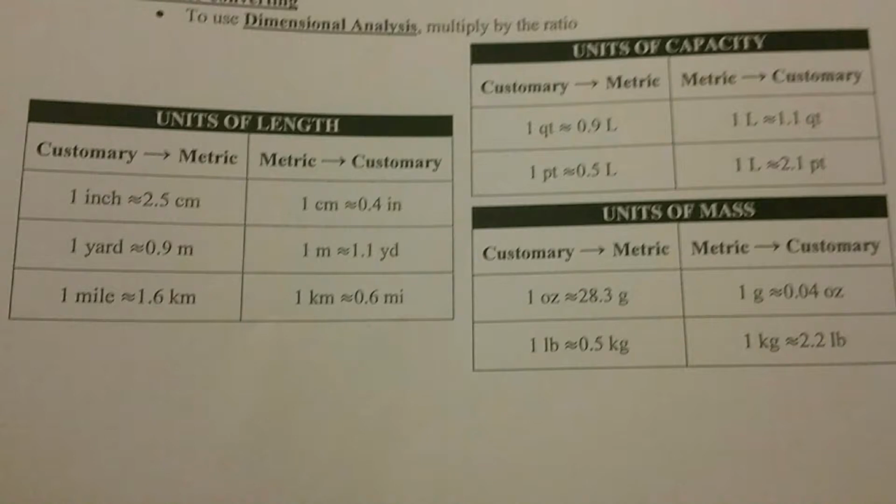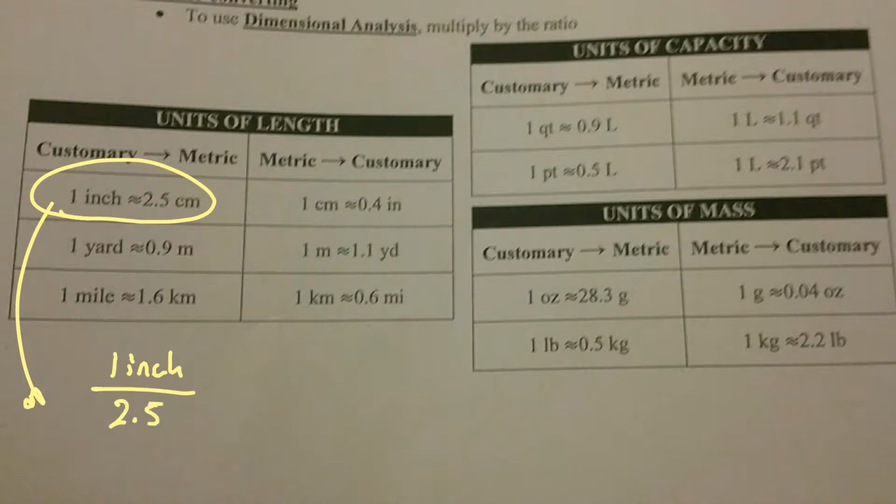So here's the units of length, and that's going to, for example, here, what I mean by a fraction equal to 1, this would be a fraction 1 inch all over 2.5 centimeters, or 2.5 centimeters all over 1 inch. Both of those are equal to 1. That would be the idea of dimensional analysis, where I'm just making something cancel out.